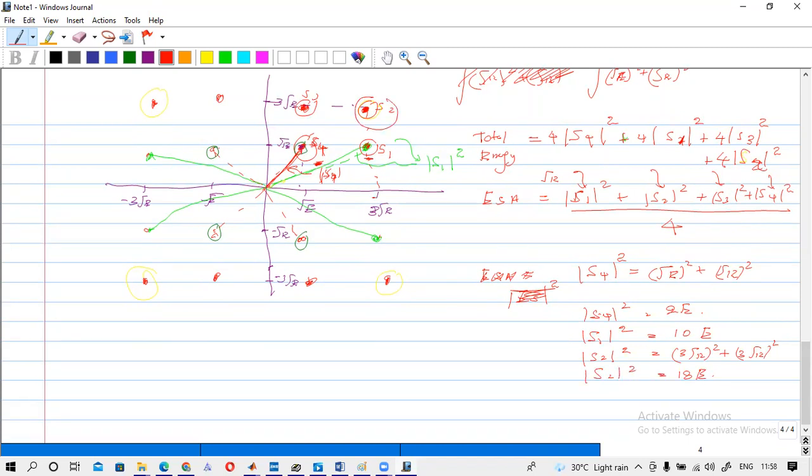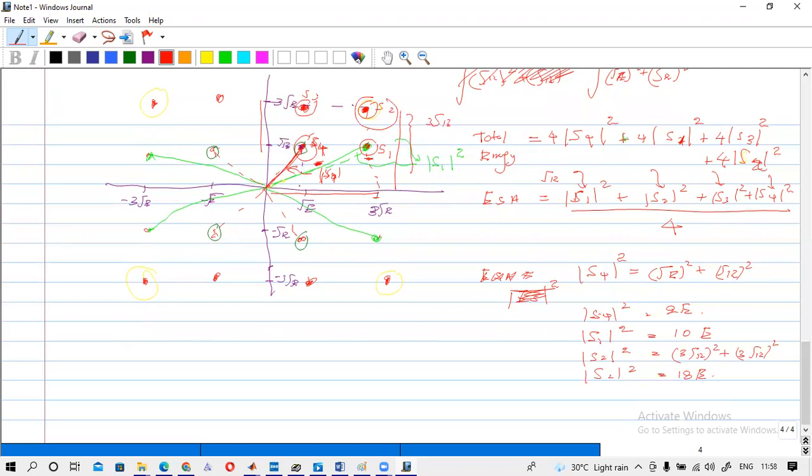This is root 3e, and this point is also root 3e. Okay, sorry, this distance is 3 root e, and this distance also 3 root e. Okay, so you have 18e.